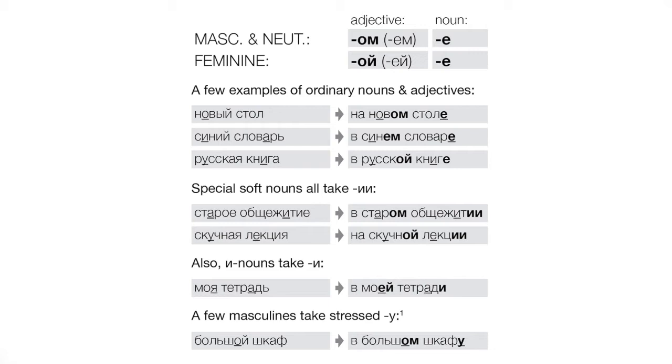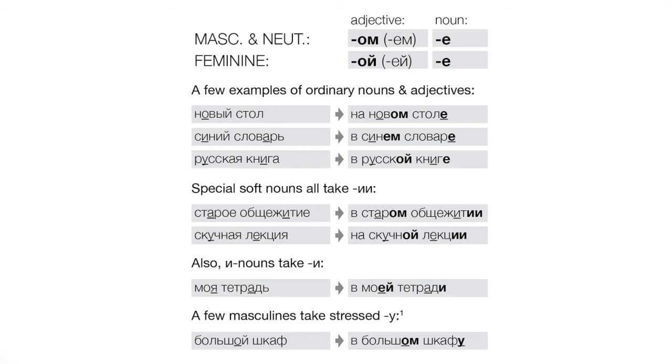So it's not в старом общежитие, it's в старом общежитии, or на скучной лекции. If you haven't learned that yet, be sure to circle it here. It's really an important ending. Finally, -я nouns take -е: в моей тетради, so that's just a different pattern. But it's not в моей тетраде. And remember that we have this alternate locative ending, meaning it's only used to describe location. That is a stressed -у that we see with certain masculine nouns, not very many, and we gave a short list of the major ones. So for example, шкаф: if it's in the шкаф, we say в большом шкафу.